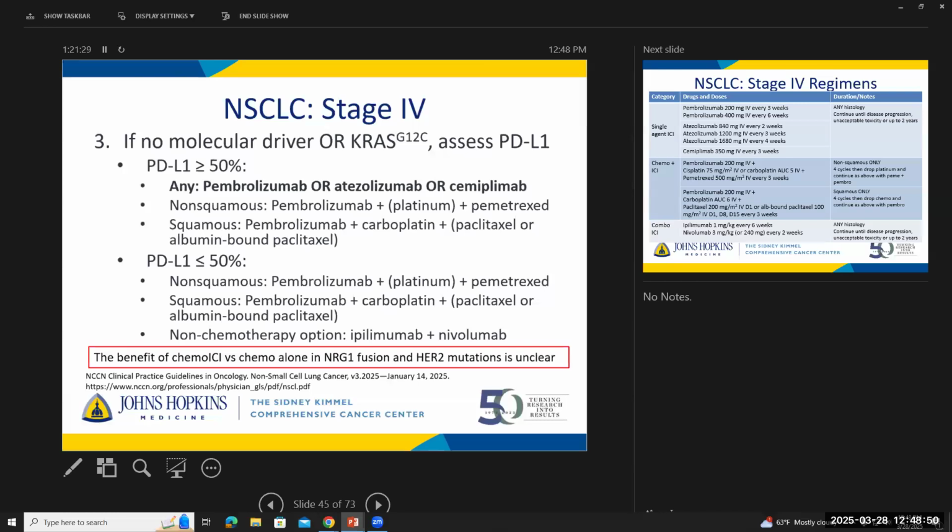And you then have to choose the chemotherapy partner based on the histology. So remember from the previous slide, I said that our non-squamous patients should get pemetrexed. It's never appropriate to give our squamous patients pemetrexed, okay? So the histology matching there comes in with the chemotherapy partner. If the patient has non-squamous, think pemetrexed. Squamous, don't give them pemetrexed.